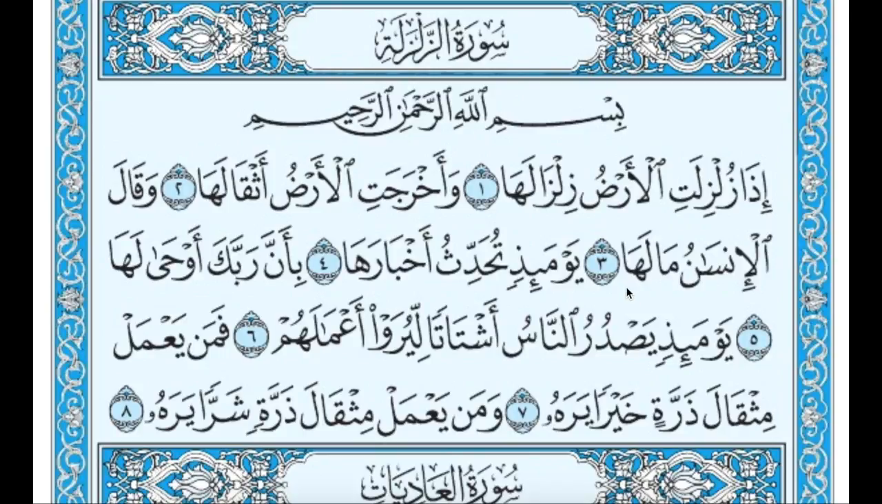What's wrong with it? He says, the human being. Human beings have never seen the earth behave like this before. Alright? So the human being is just shocked. What's happening with the earth? Alright? Yawma idhin, on that day. Yawm is the word for day, and idhin is a suffix you add to it to describe it as an era. Alright? On that day, or as a time period.